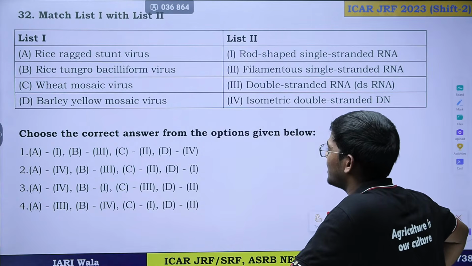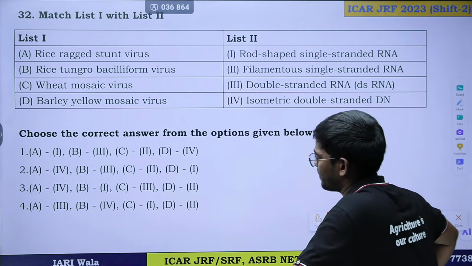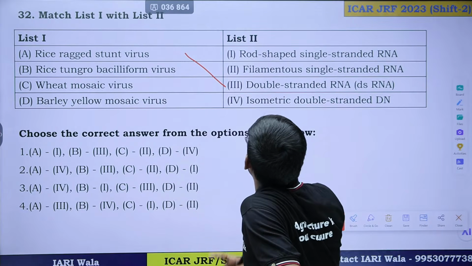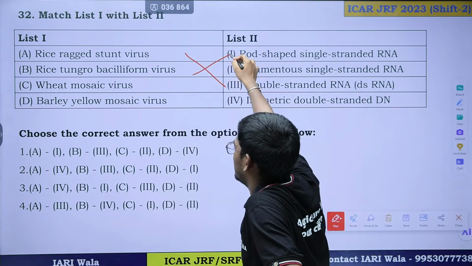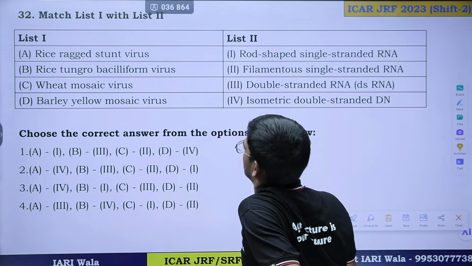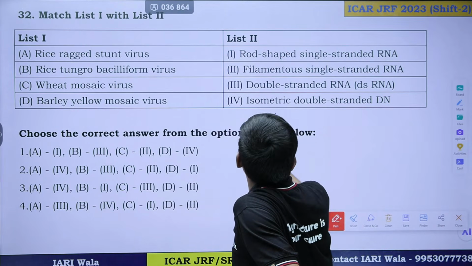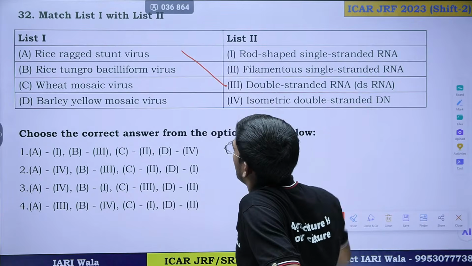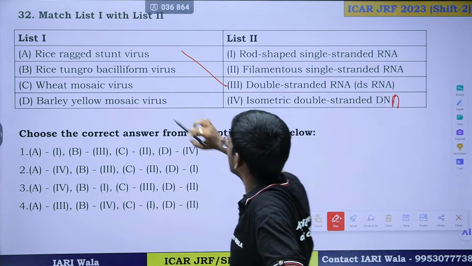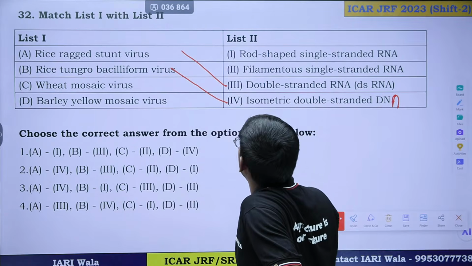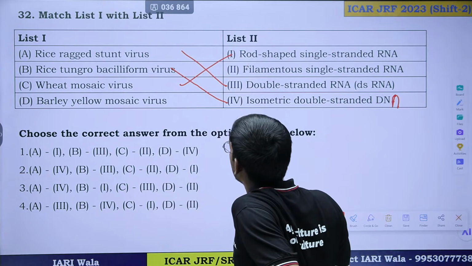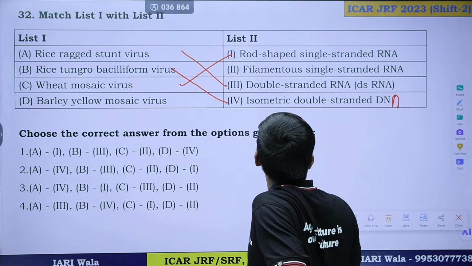Rice ragged stunt virus will have double stranded RNA. So this is a memory based thing. And rice tungro bacilliform virus will have rod shaped single stranded RNA. Just now we were discussing this. Rice ragged stunt virus will have double stranded RNA. Yes, it's correct. And rice tungro bacilliform virus will have isometric double stranded DNA. Yes, this is correct. And wheat mosaic virus will have rod shaped single stranded RNA. Barley yellow mosaic virus will have filamentous single stranded RNA.